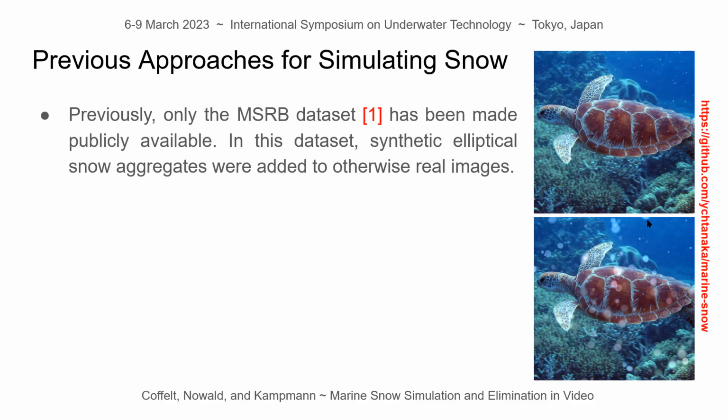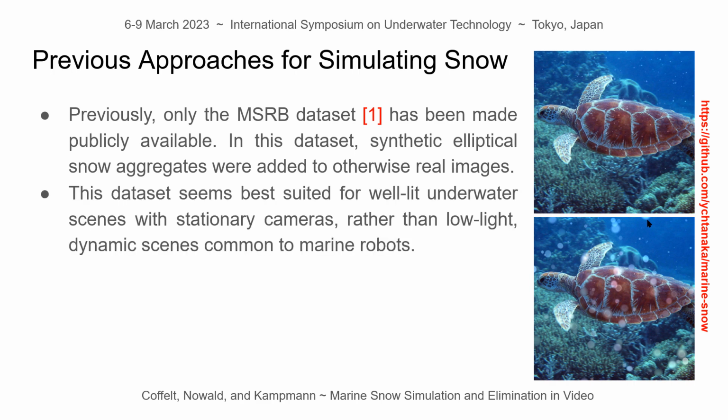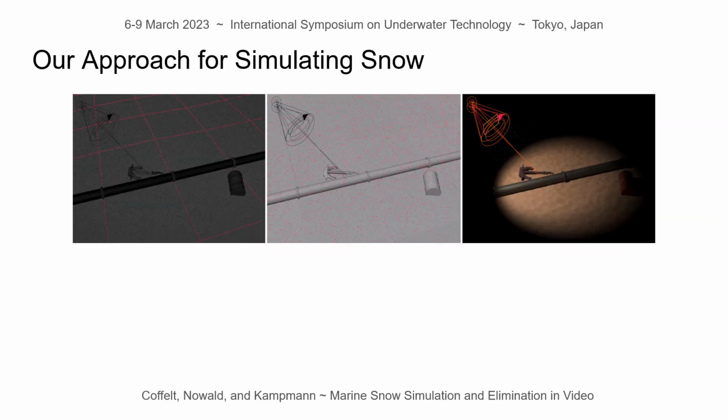An example of the only previously available marine snow dataset is shown to the right. That dataset consists of real underwater images with synthetic elliptical snow overlaid on top. This dataset seems very well suited for stationary cameras and well-lit underwater scenes, but it didn't seem to extend too well to scenes we were encountering in recent field trials. So we set about creating our own synthetic underwater dataset to train our UNet architecture.